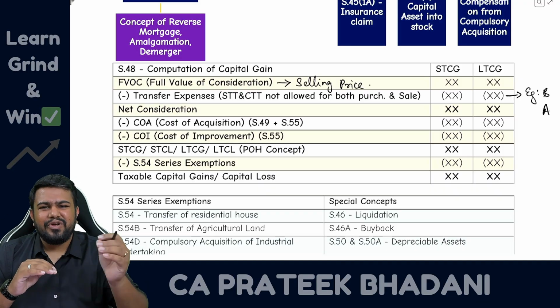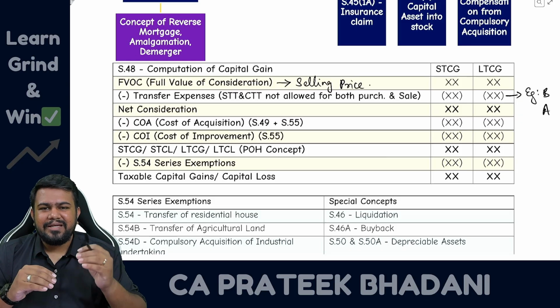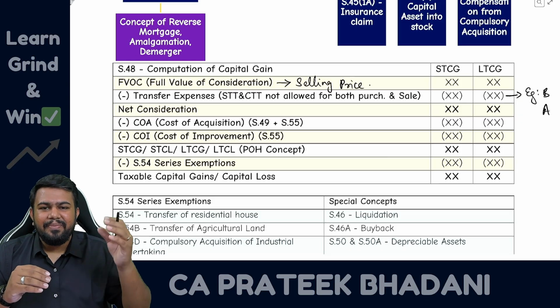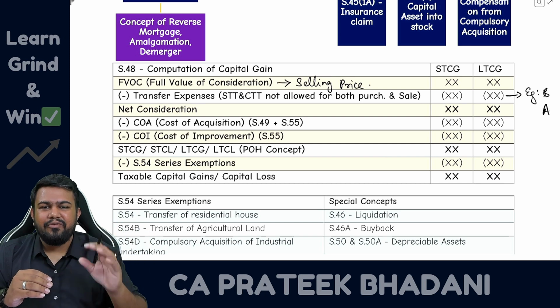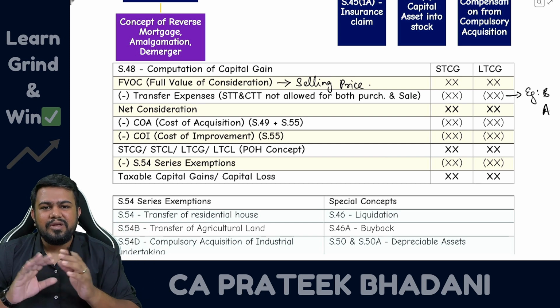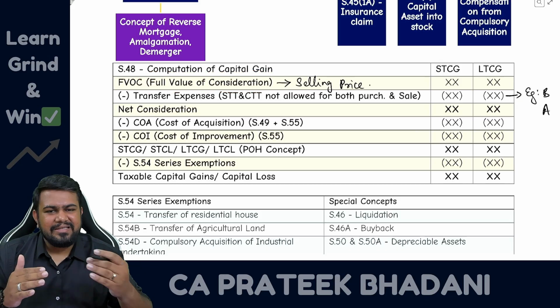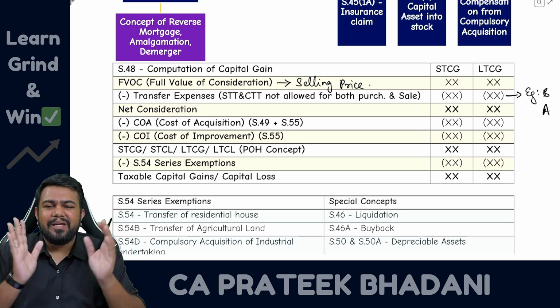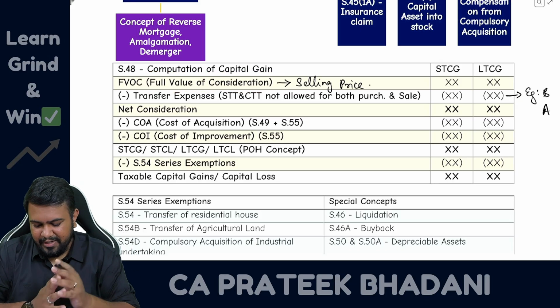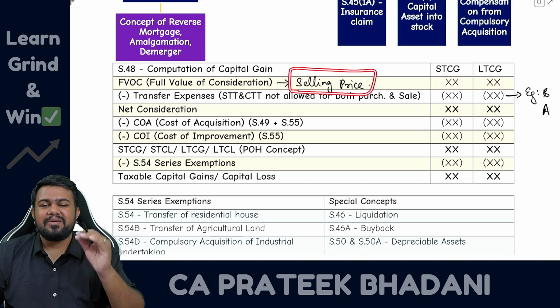Sometimes it can be the insurance claim value also. Sometimes it can be the fair market value of the capital asset also. Sometimes it can be the value given by the government in case of compulsory acquisition also. So that is all full value of consideration. It can be different in different cases. When you see the cases, you yourself will be able to apply it. Not to worry about. Generally, full value of consideration means selling price.